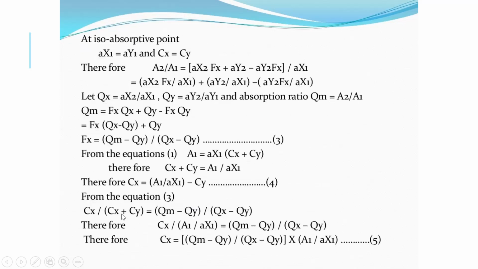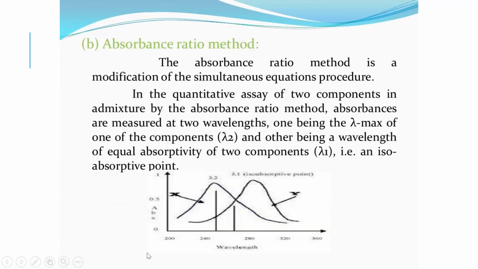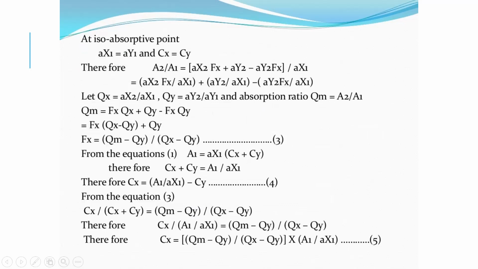So by using this final formula, Cx can be determined. Here we know what AX1 is: this is the absorptivity of X at lambda 1. A1 is the absorbance of the mixture at the first wavelength. Next, Qm and Qy. Qm is equal to A2 by A1.